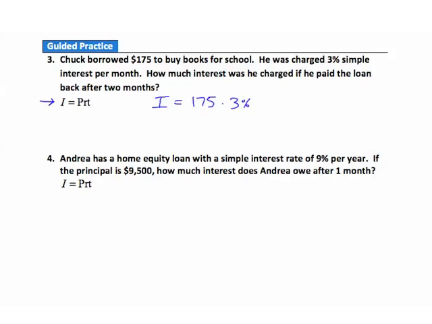So we have 3% in there. And he's had this loan for 2 months. So the rate of time then is 2 months. All right, let's take a look.